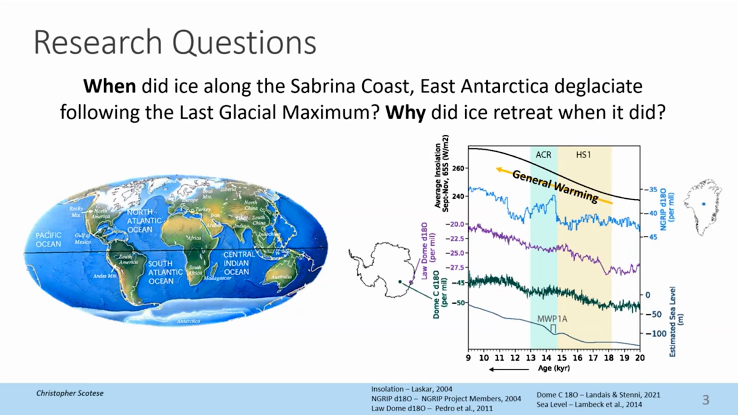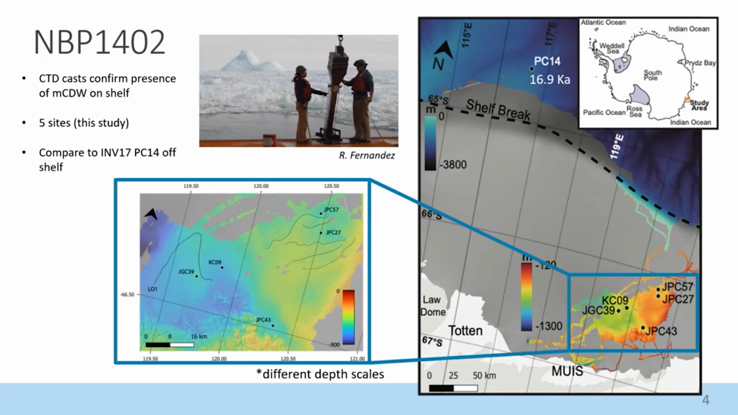But there have been issues pinpointing where this meltwater is coming from. And so I'm asking the question, when did ice along the Sabrina Coast deglaciate? And then why did it deglaciate when it did, and how it possibly contributed to global sea level rise? So I'm using samples from NBP 1402.